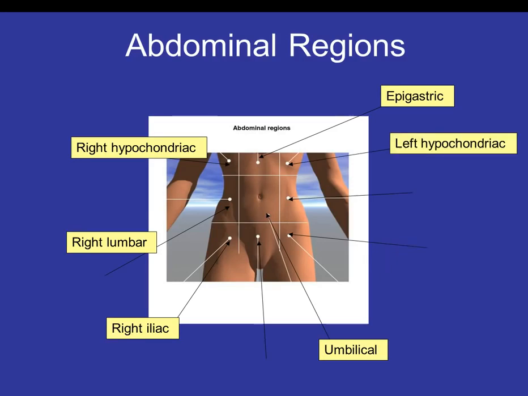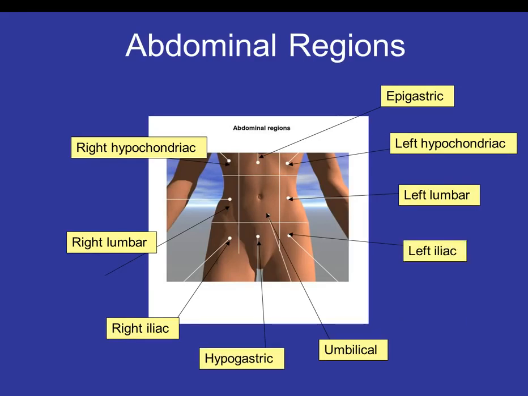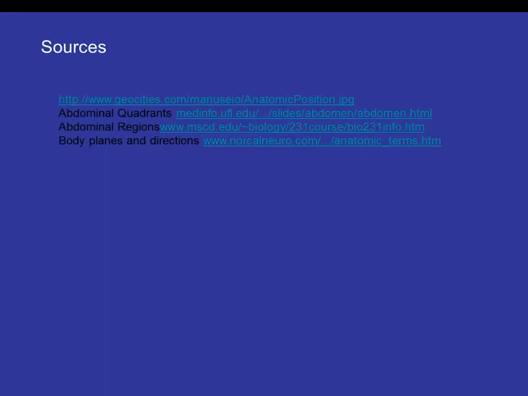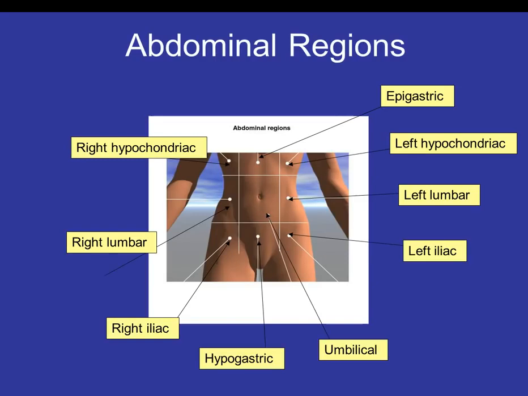Left hypochondriac, far left side, followed by left lumbar, and then the left iliac. And then our last one is our hypogastric, which is hypo means below or under, gastric means stomach. So again, use your medical terms to kind of dictate where all these different regions are located. And then that concludes our video.